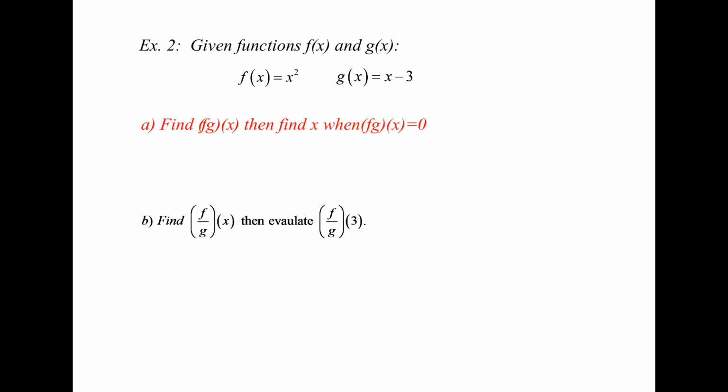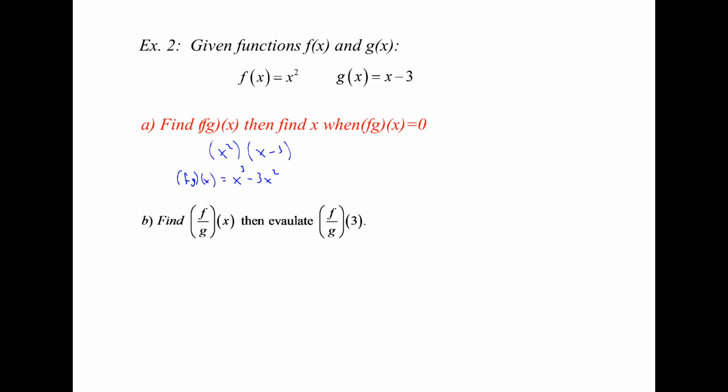On the next example, you're given f of x and g of x again. But on this one, we'll be finding the product and the quotient. F of x is equal to x squared, g of x is equal to x minus 3. So we're going to first do the product, and then we'll evaluate it as well. So on this one, we're going to take the f function, which is x squared, and multiply by the g function, x minus 3. And so we can distribute, and that'll give us x cubed minus 3x squared. So that's f times g of x.